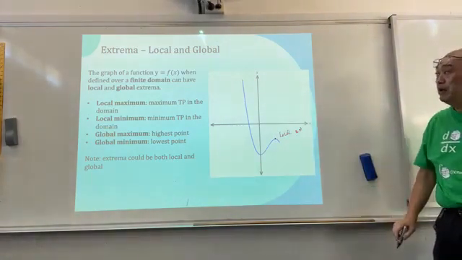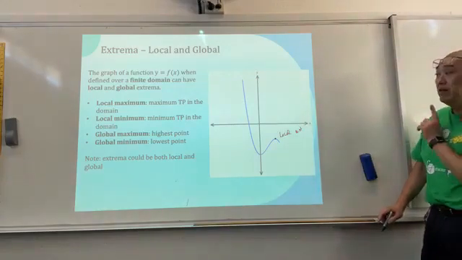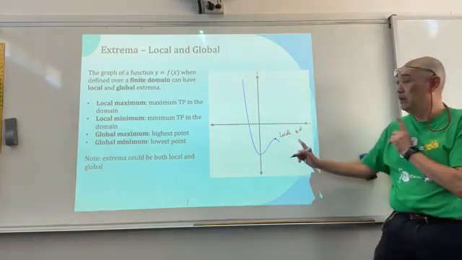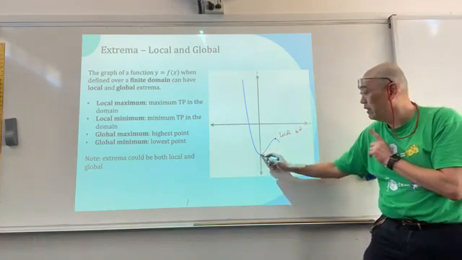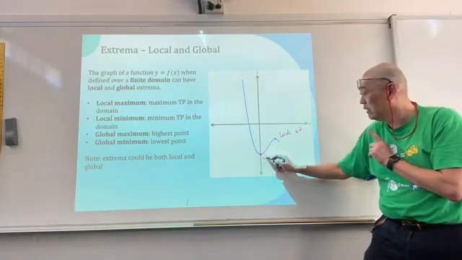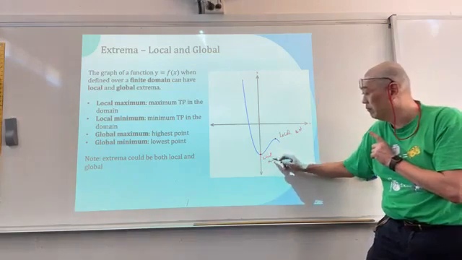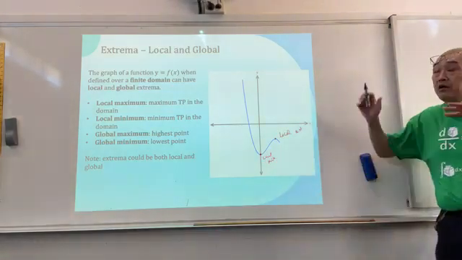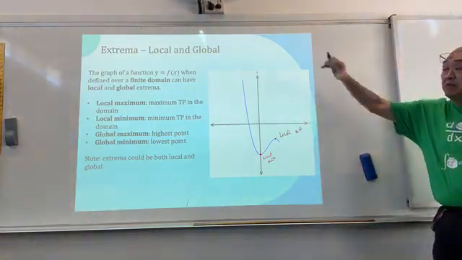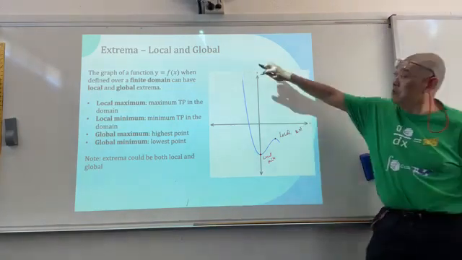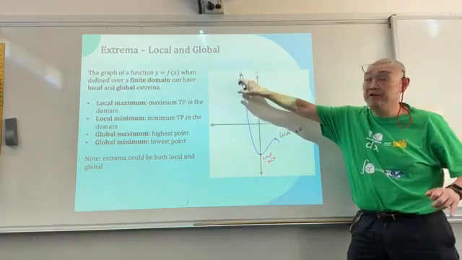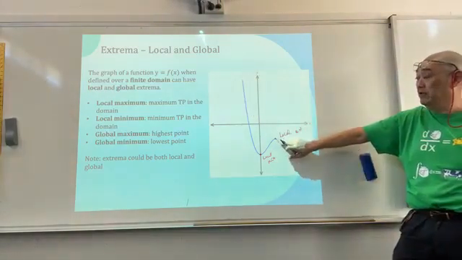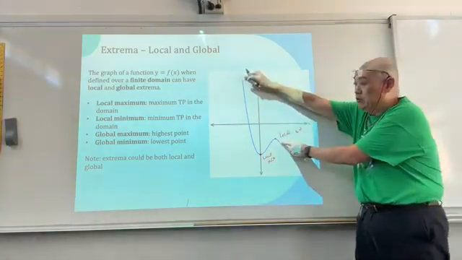Global is the one at the top. And then think about the local minimum. Here, this actually is the turning point. This is the local, and global minimum. To check your global maximum and global minimum, you need to look at where the domain starts and where the domain finishes.